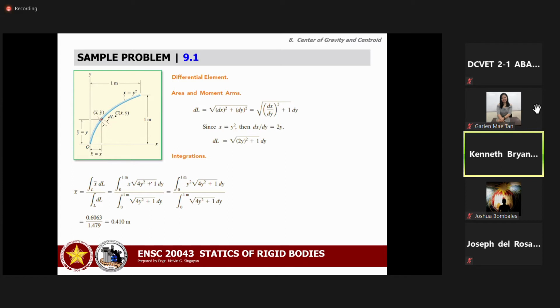We are integrating this with respect to y, so x should be a function of y. So replace x by its equivalent: the integral of y squared times the square root of 4y squared plus 1 dy from 0 to 1, over the integral of the square root of 4y squared plus 1 dy from 0 to 1. Evaluating this integral and this integral, it will give you 0.6063 divided by 1.479. So it will give you bar x equal to 0.41 meter.